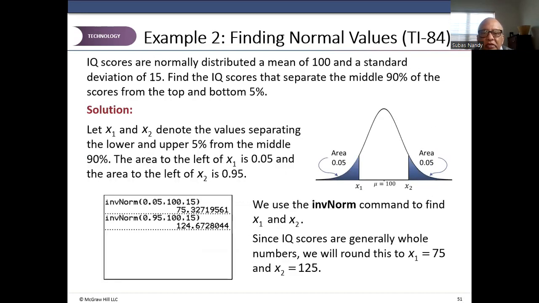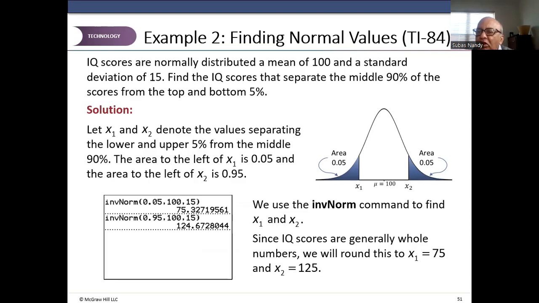Normal, mean of 100, standard deviation 15. Find the IQ score that separates the middle 90%. The area in the center is 0.9. We have been asked to find x1 and x2. Now, if the area in the center is 0.9, that means the area left in the two tails, on the left and on the right, is 1 minus 0.9, which is 0.1.